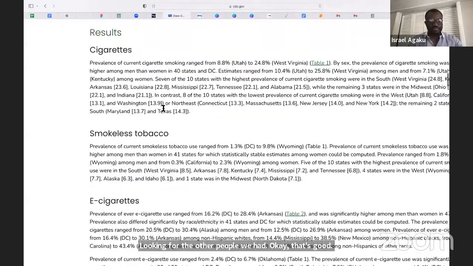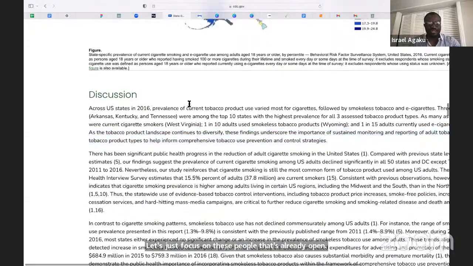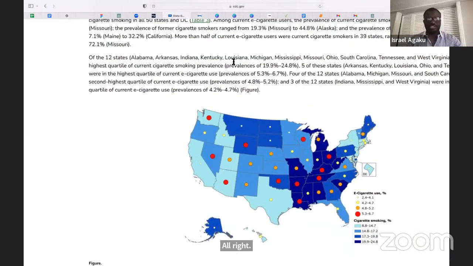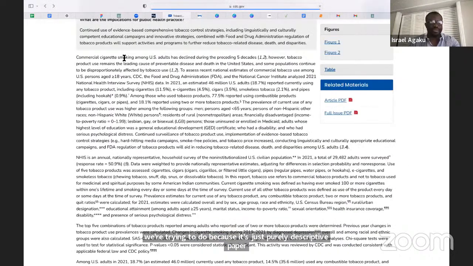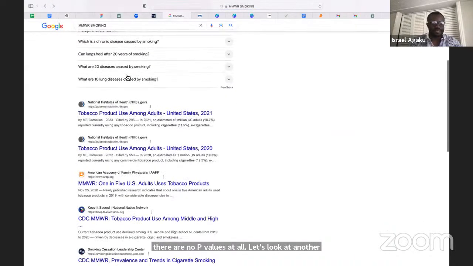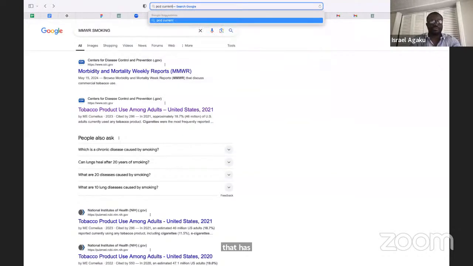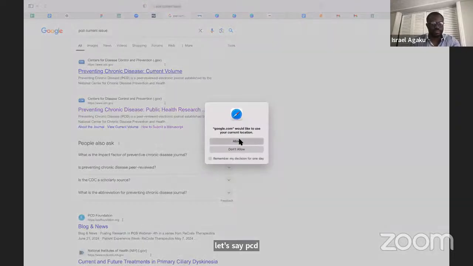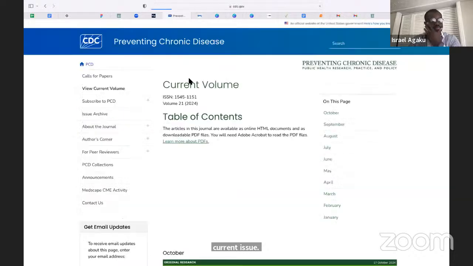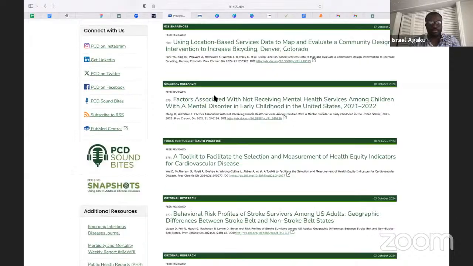Okay, this is not a good paper for the purpose of what we're trying to do because it's purely a descriptive paper. There are no p-values at all. Let's look at another paper from here that has, let's say, PCD current issue. All right, let's look at the paper that is likely.